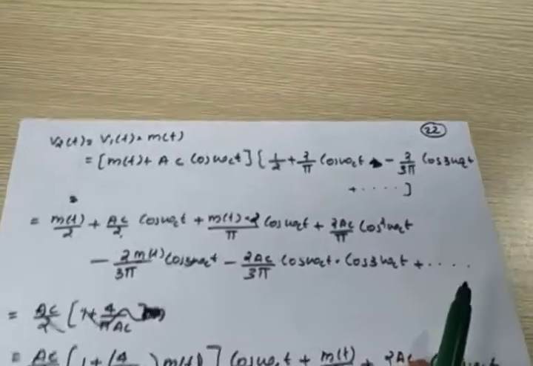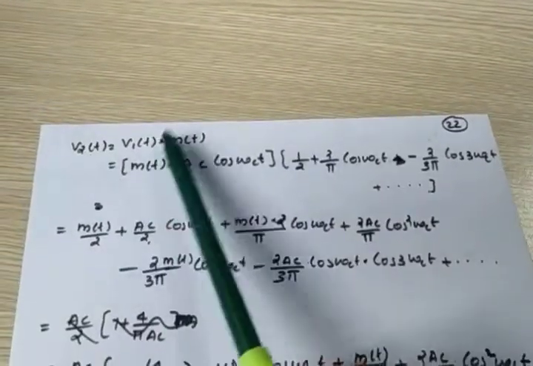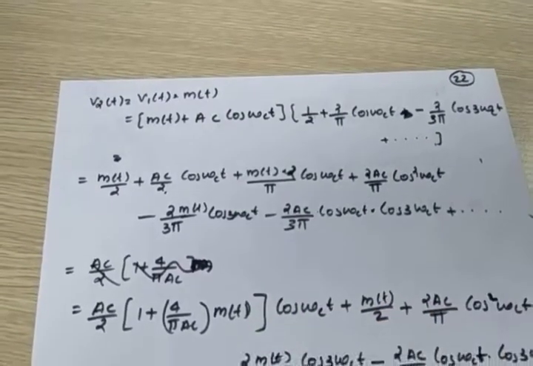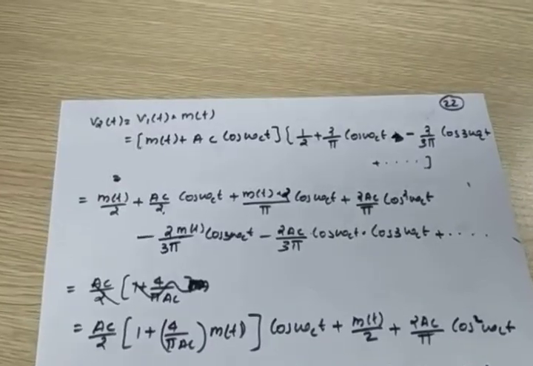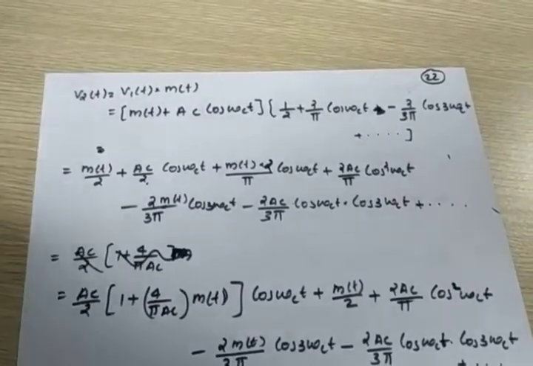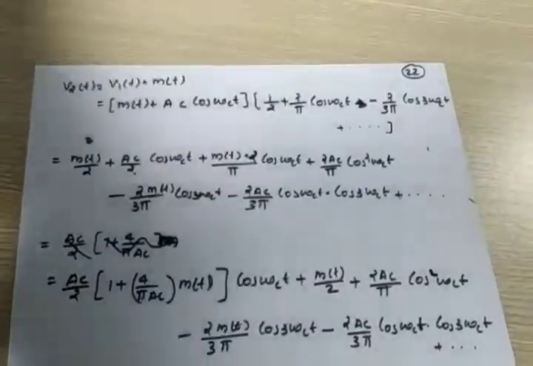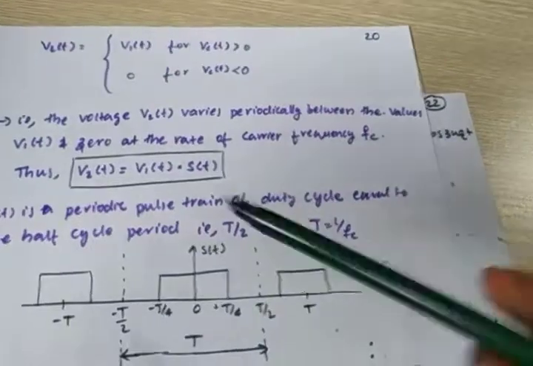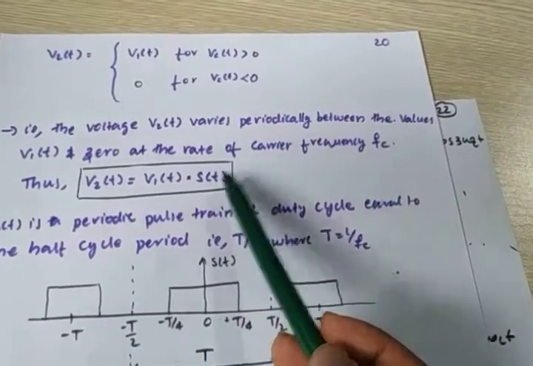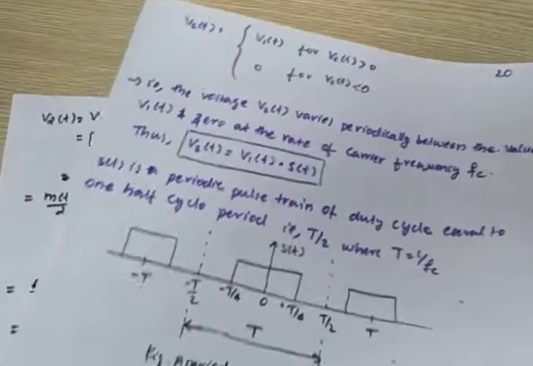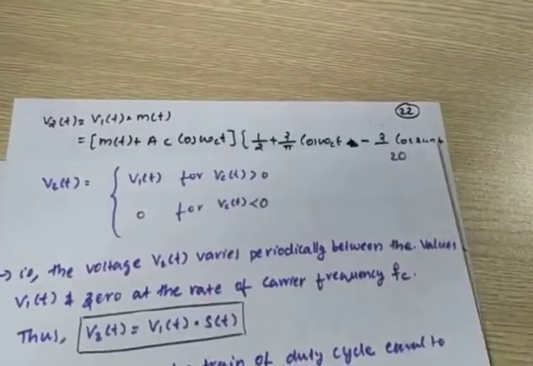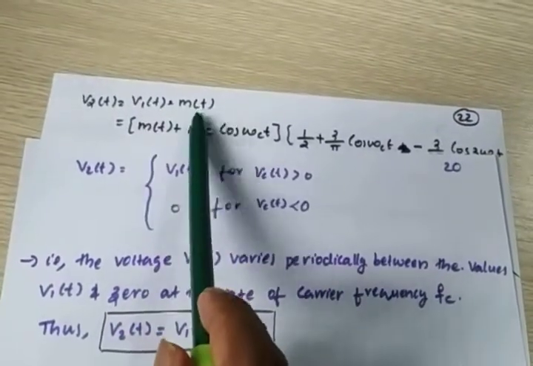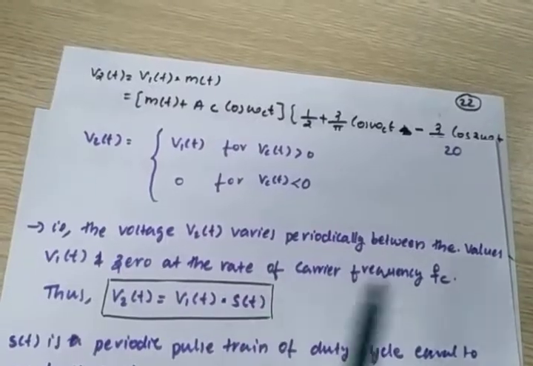Now by the equation, v2 of t is v1 of t into m of t. What is m of t here? M of t here we choose as s of t. We know that v2 of t is v1 of t into s of t. So v2 of t is v1 of t into m of t. What is m of t here? S of t only, no?